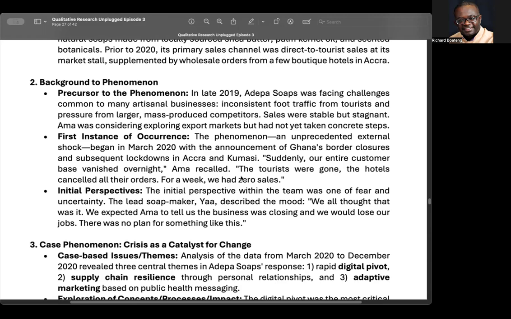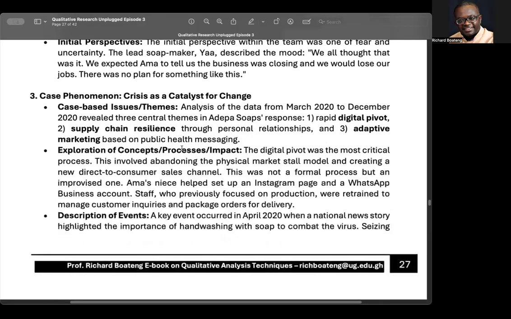Yes. 3. Case phenomena. This is the core analytical section where you describe and explain the phenomenon itself. This is where your evidence, analysis, and narrative really come together. For Adipa soaps, the guide titles this crisis as a catalyst for change. You state the main issues or themes that emerged, like the rapid digital pivot, supply chain resilience built on personal relationships, adaptive marketing using public health messaging. So you present the themes here.